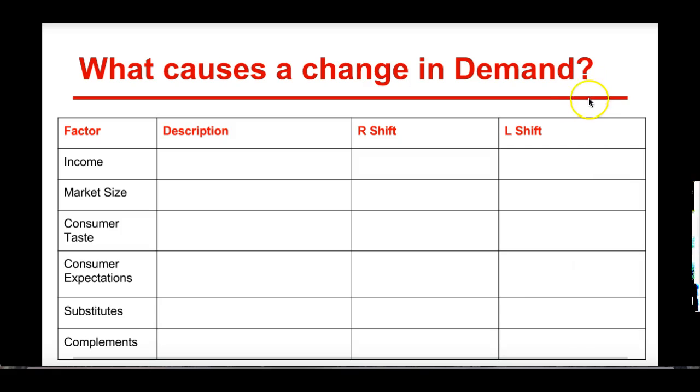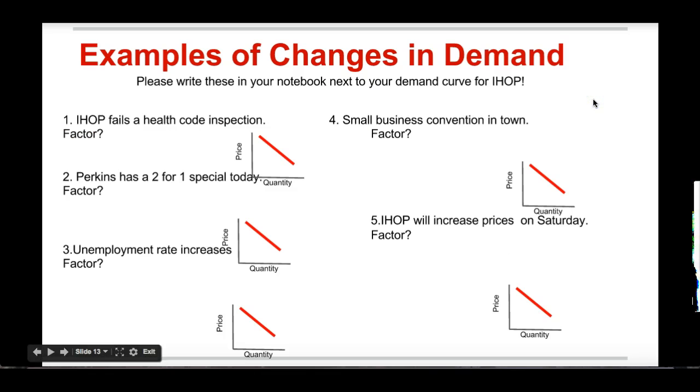So the next thing that I want you to do is turn back to your IHOP graph that we did on Wednesday. Remember on Wednesday when we drew it, I told you to leave some room because we were going to come back to it. Well, today's that day. So turn back to your IHOP graph and find space to write these 5 sentences. Write them next to your demand curve for IHOP.